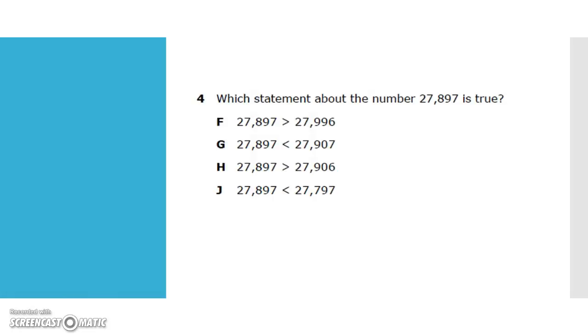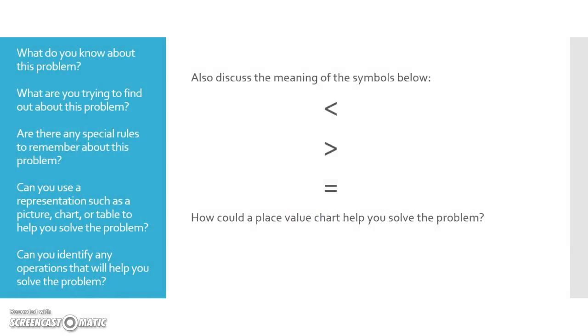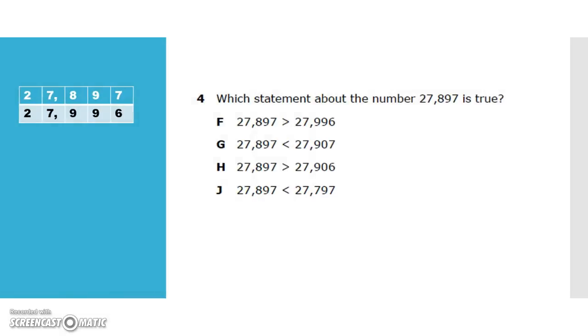We'll now start question 4 and pause for the teacher to read the question and the answer choices. We will pause again for the guided questions and discussion. When I got ready to solve this problem, I used a place value chart. I took 27,897 and then took answer choice F, 27,996, to see if 27,897 is greater than 27,996.